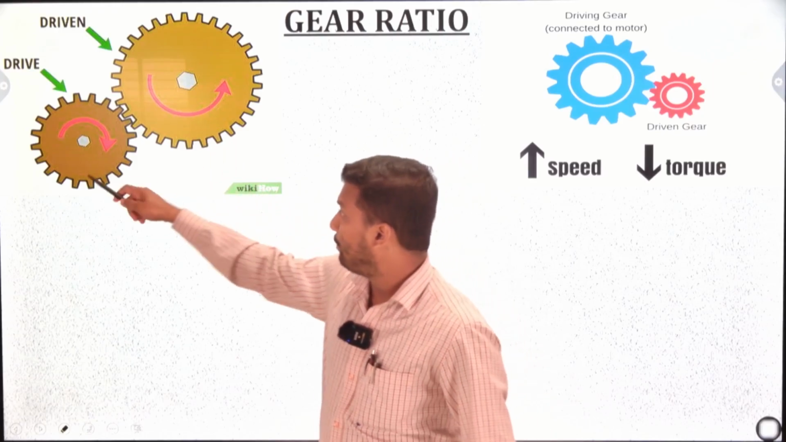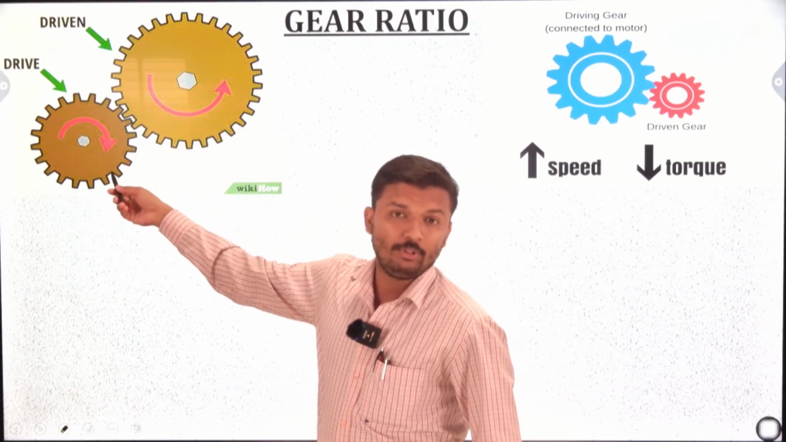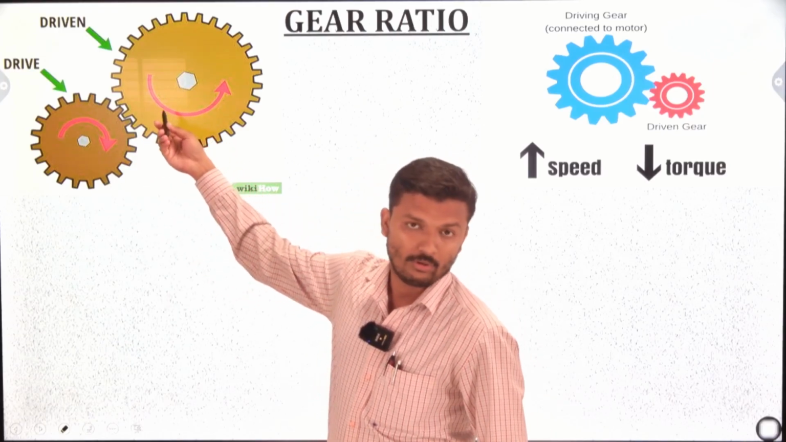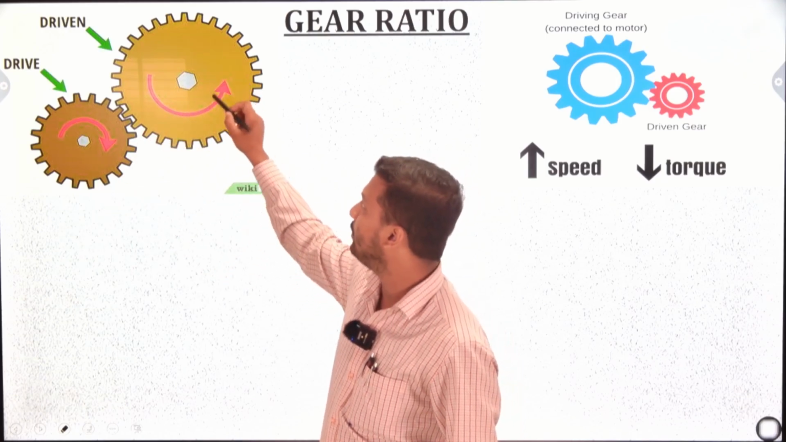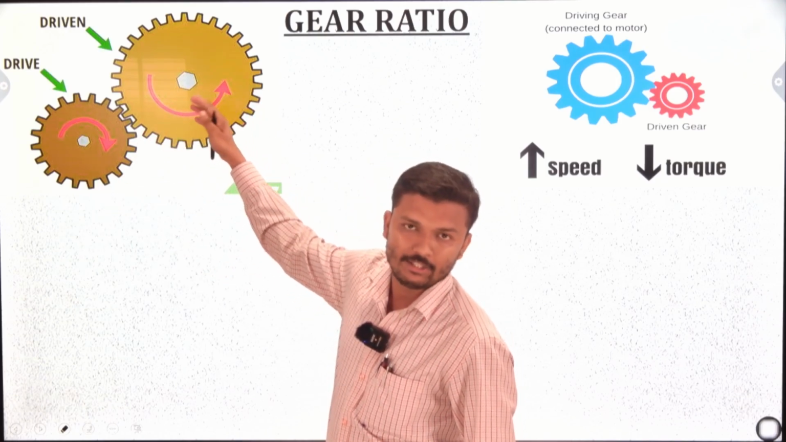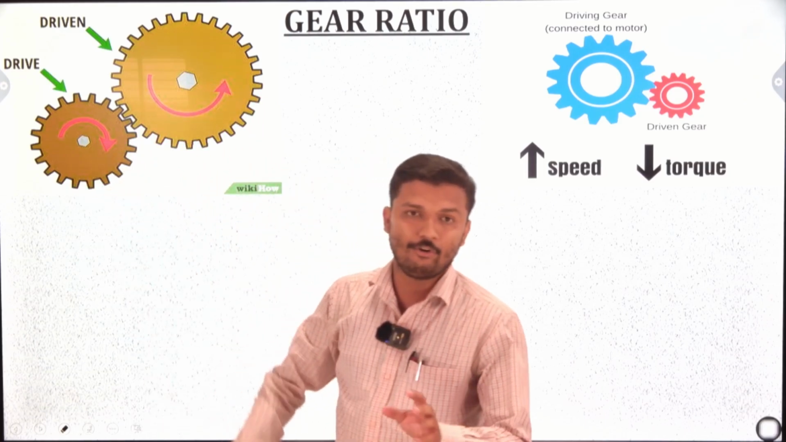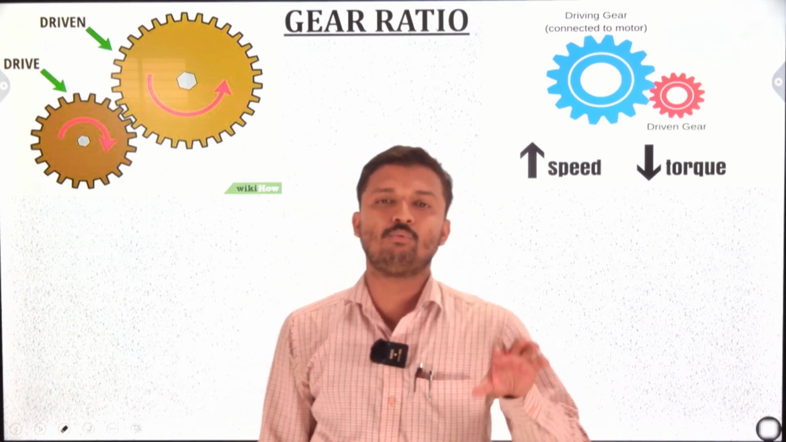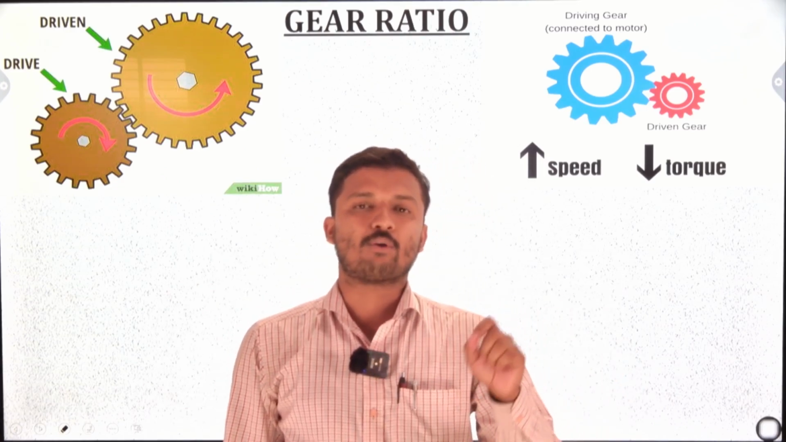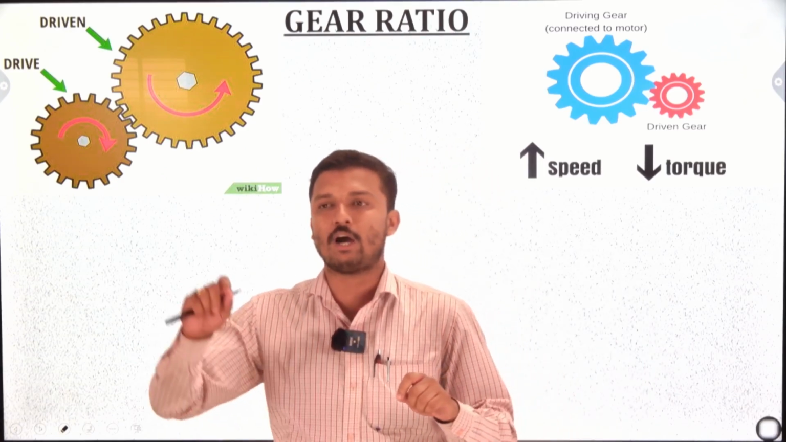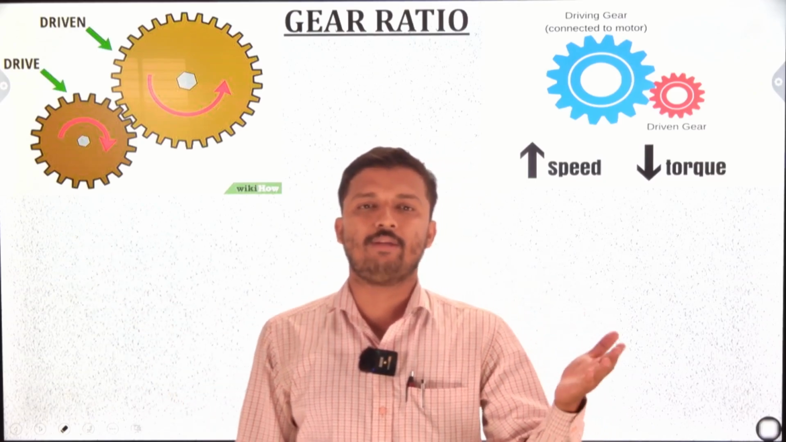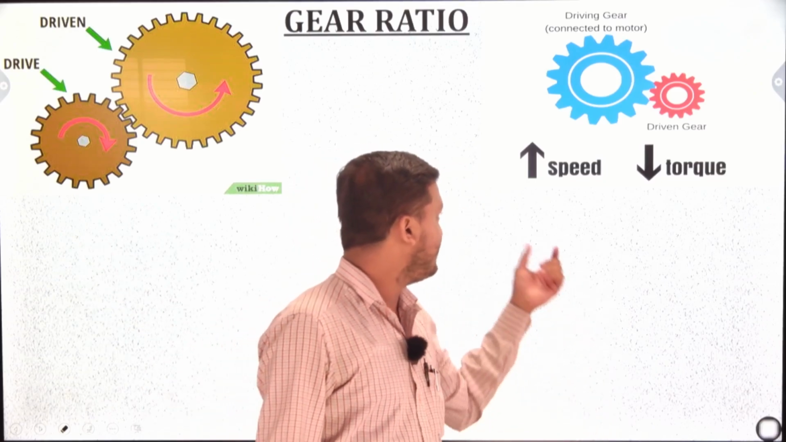So it is not compulsory that this will be the drive and this will be the driven. No. If the power comes to this bigger wheel, then the names change: it will be considered the drive, and the smaller pinion will be known as driven. Nothing is fixed as drive or driven; according to the input power and the output power, we regard it as the drive and driven part. Now there is speed and torque.